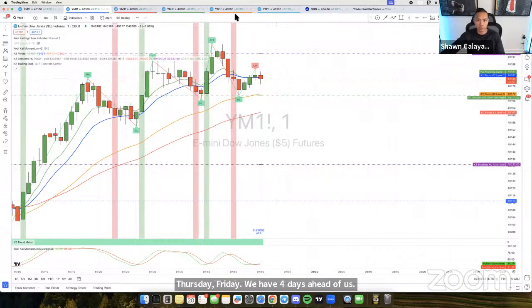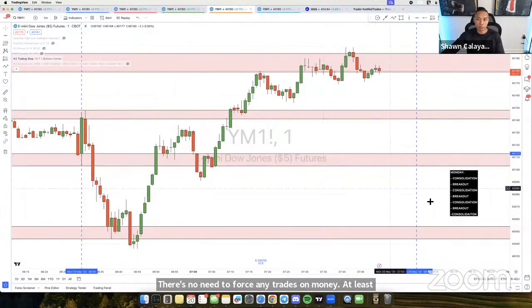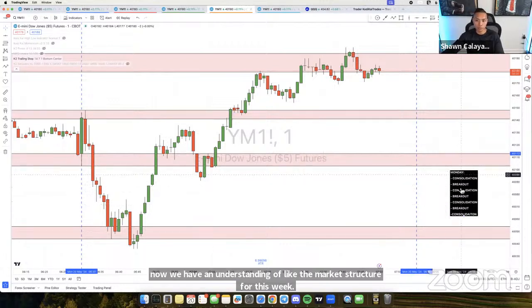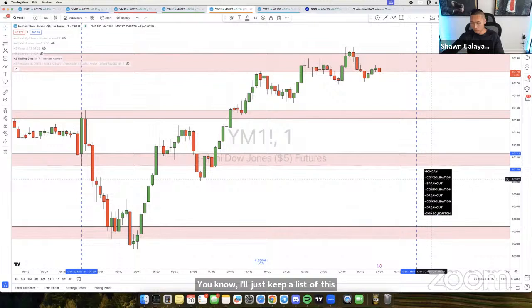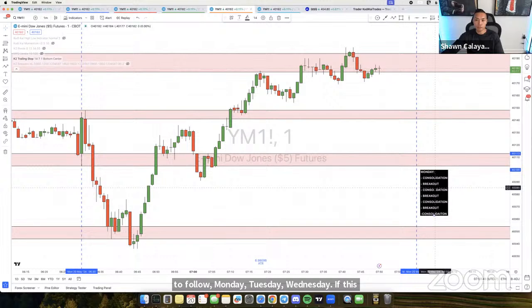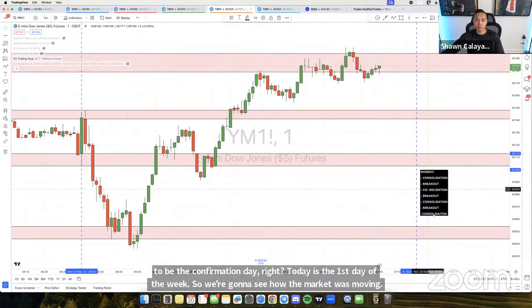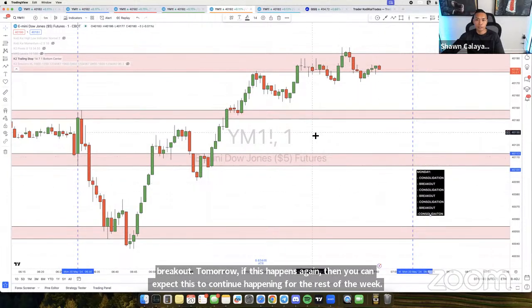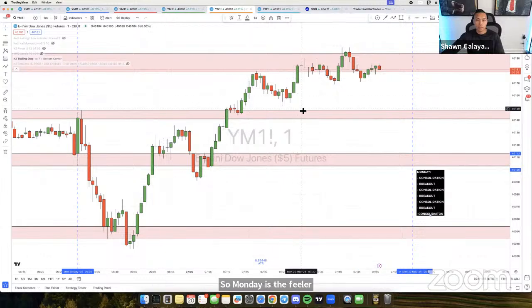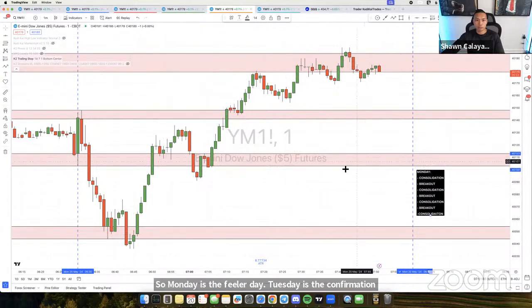At least now we have an understanding of the market structure for this week. We're probably going to look for the same thing tomorrow. Consolidation, breakout, consolidation, breakout. I'll just keep a list of this. I'll try to list everything here so that we can continue to follow: Monday, Tuesday, Wednesday. If this becomes the case on Tuesday, so Tuesday is going to be the confirmation day, right? Today is the first day of the week, so we're going to see how the market was moving. This is how it moved: consolidation, breakout, consolidation, breakout. Tomorrow, if this happens again, then you can expect this to continue happening for the rest of the week. So Monday is the feeler day, Tuesday is the confirmation day, and then Wednesday, Thursday, Friday, if that becomes the case, then look out for those breakouts.